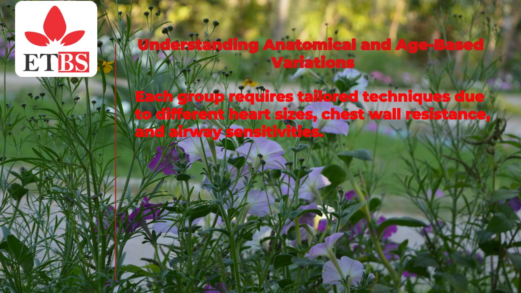Understanding anatomical and age-based variations. Group, age range, and anatomical notes, presented in a table. 1. Infant, 0 to 12 months: fragile ribs, narrow airways. 2. Child, 1 to 8 years: higher respiratory rate, smaller thorax. 3. Adult, 9+ years: fully developed cardiovascular system. Each group requires tailored techniques due to different heart sizes, chest wall resistance, and airway sensitivities.